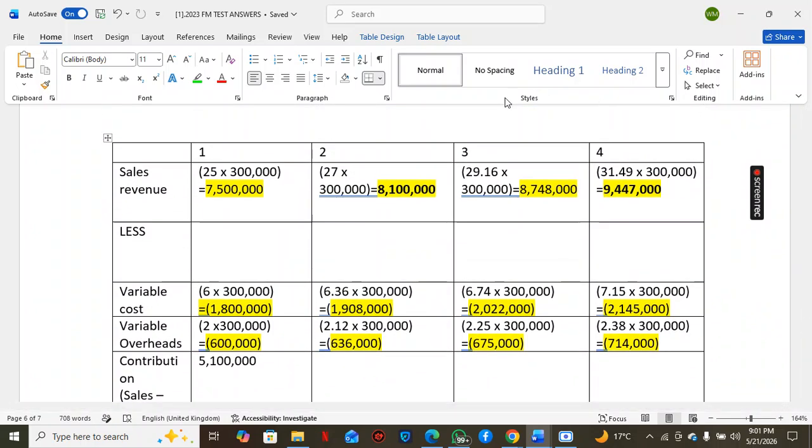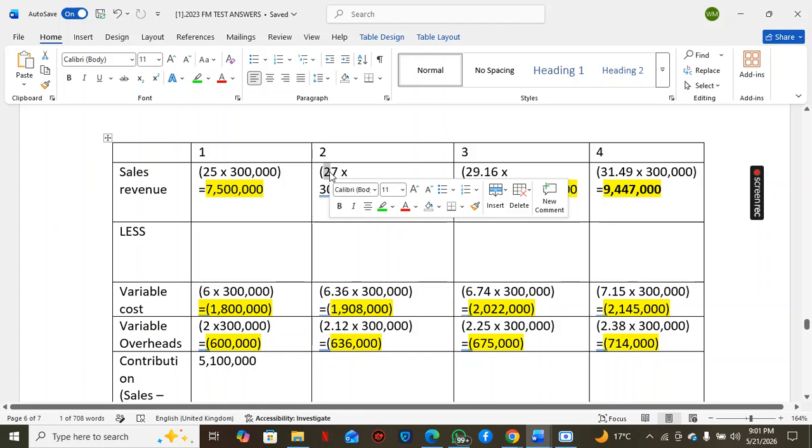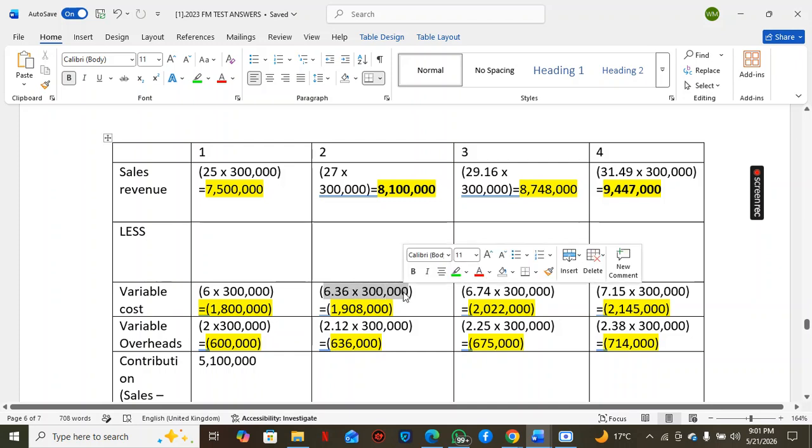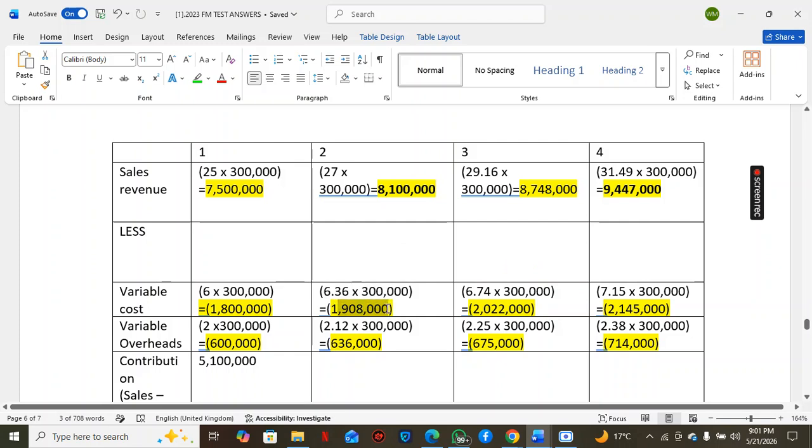Year two, sales revenue. The selling price, 27 kwacha, 300,000 units. Sales revenue, 8,100,000. Less the variable costs. Variable costs, 6.36 per unit multiplied by 300,000, you get 1,908,000. Variable overhead, 2.12 multiplied by 300,000.